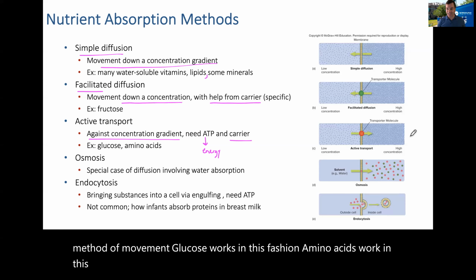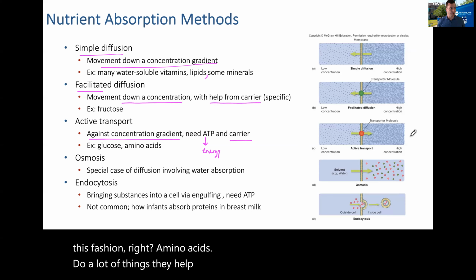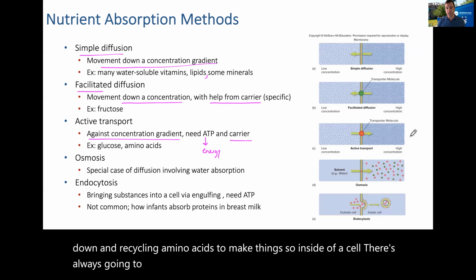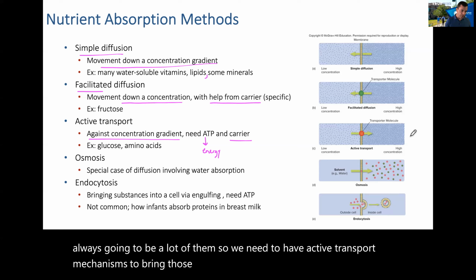Amino acids do a lot of things. They help make structures. We're constantly breaking down and recycling amino acids to make things. So inside of a cell, there's always going to be a lot of them. So we need to have active transport mechanisms to bring those across. The last one we have is osmosis.